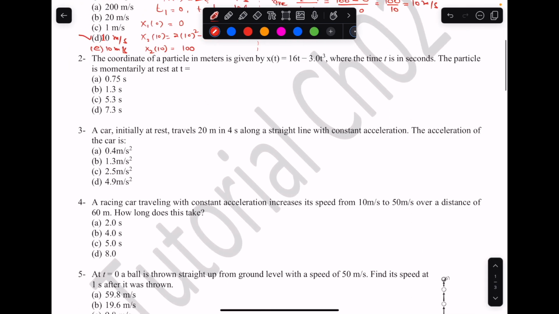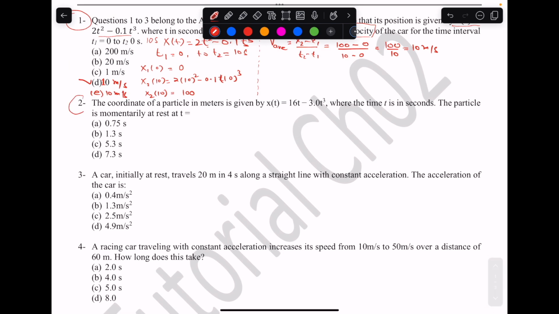Now move to question number 2. The coordinates of the particle in meters is given by this function, where t is in seconds. The particle is momentarily at rest, which means its instantaneous velocity is 0, or its velocity momentarily is 0.